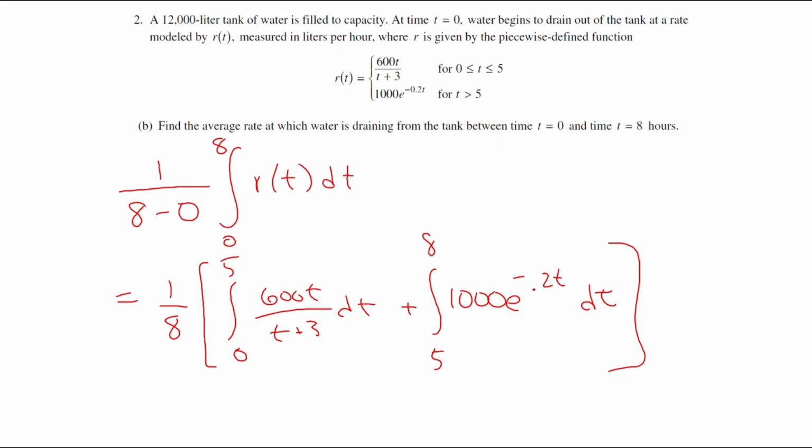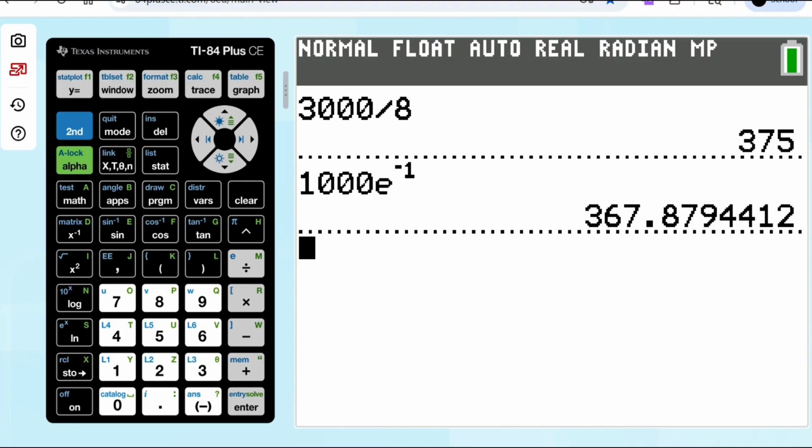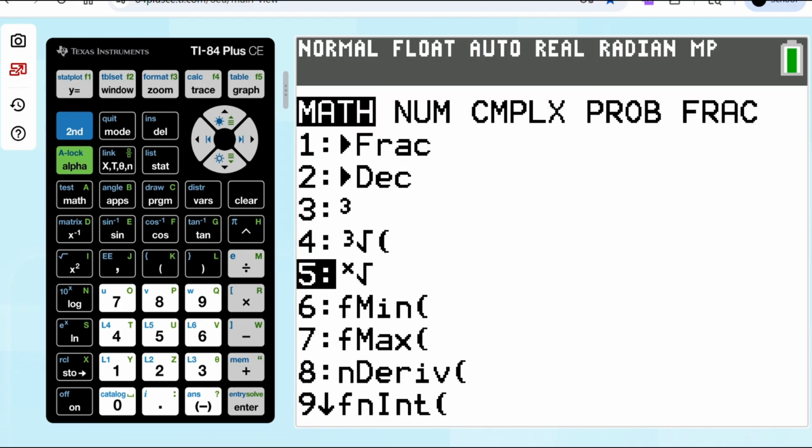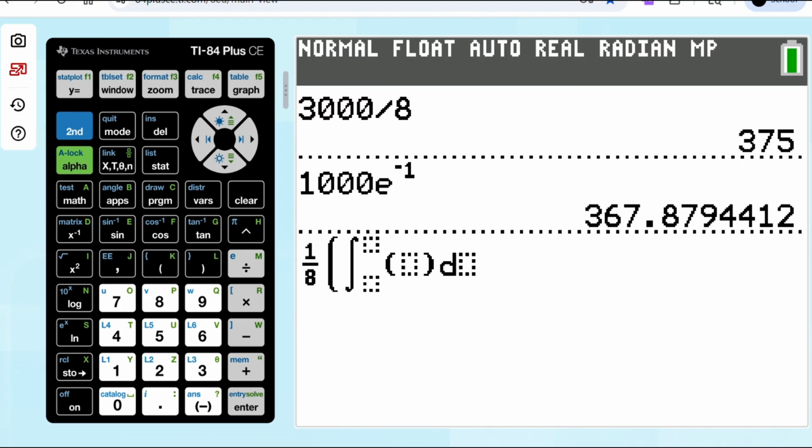And this is a calculator question, so we're just going to let our calculator do all the work for us. We're going to hit alpha and then the x button to give me a nice little fraction, 1/8 of the integral. So we have two different integrals here, so I'm going to put the whole thing in parentheses. And we're going to do math and option number 9, FNINT.